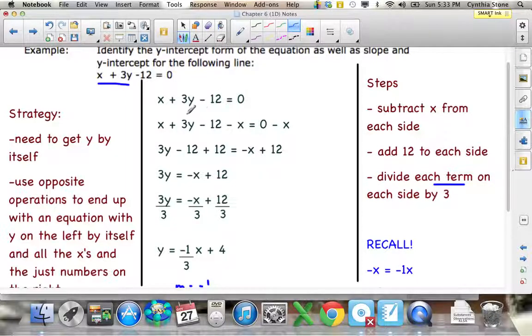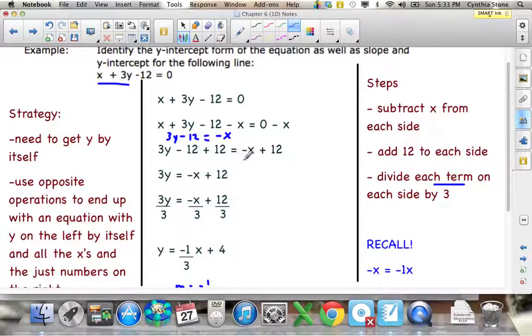And this time I have a positive 3y, so I'm just going to leave the 3y over here. I'm going to get rid of the x. So I'm going to subtract x from each side. So x plus 3y minus 12 minus x, and that means 0 minus x. And that leaves me with 3y minus 12. I guess I could have written an intermediate step here that would be 3y minus 12 equals negative x. That'd be the in-between step there.